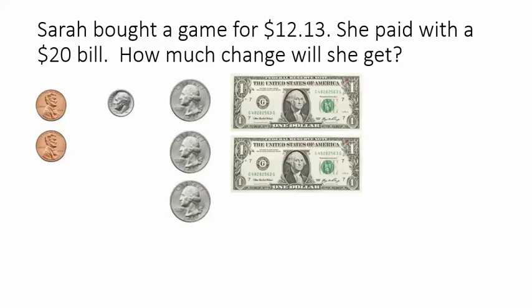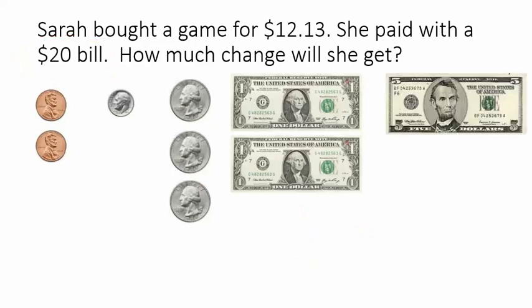Again, we want to use the smallest number of bills. So we were at $13. We want to get again to multiples of 5. Two more dollars would give us a total of $15. Remember, our goal is to get up to the $20 that she gave us. That means we have to use an additional $5 bill to reach a total of $20. The reason this works is because she got a game that was $12.13. The total value needs to equal the $20 she gave us.